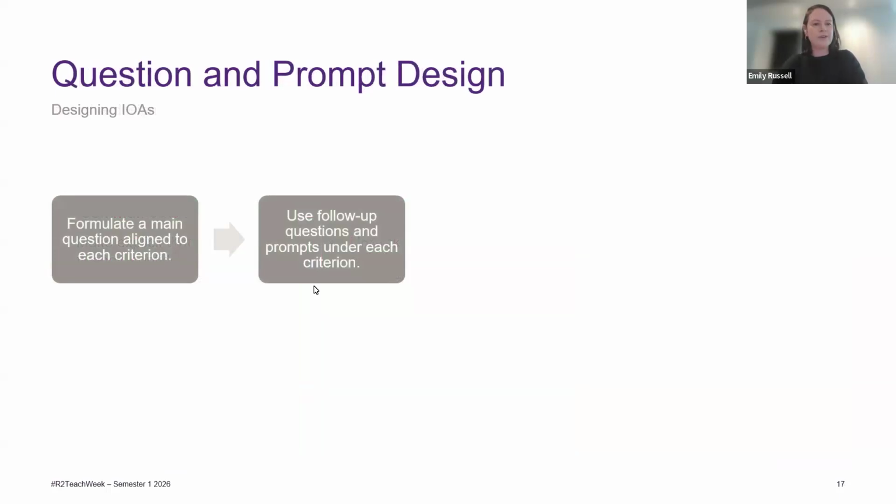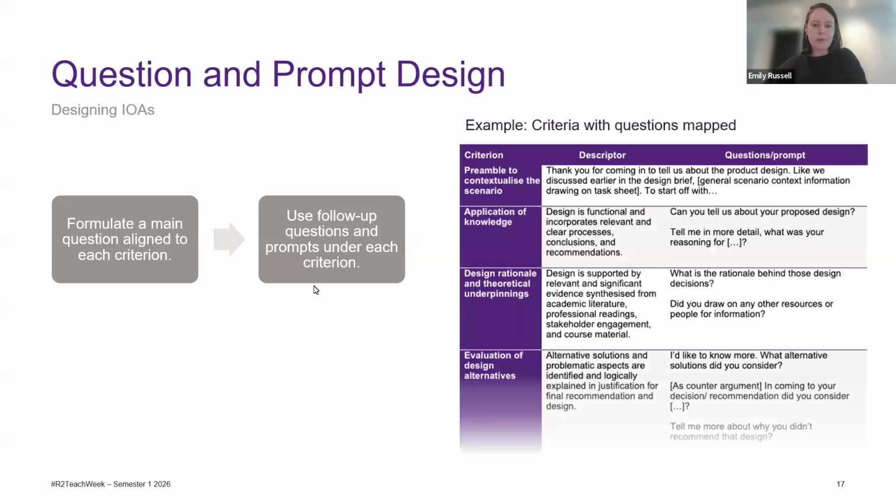So, question and prompt design. Again, linked on that Padlet that we've sent out, Alex has written a great guide on question and prompt design, so please have a look for some more details. But basically, when you're formulating questions for your interactive oral, you want to develop a bank of questions so that students aren't all receiving the same ones. It's a good idea to start with your criteria and then formulate a main question that's aligned to that criterion. Then you can develop follow-up questions. We have an example here of the rubric criteria with some example questions on the slide.